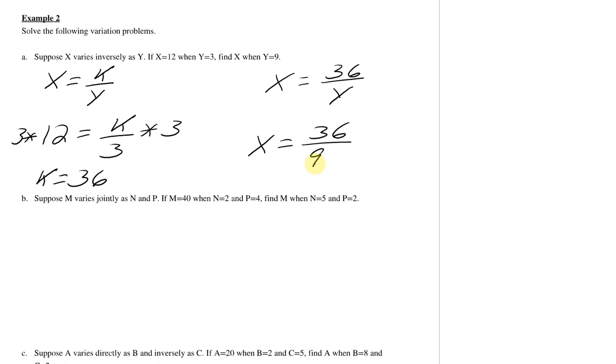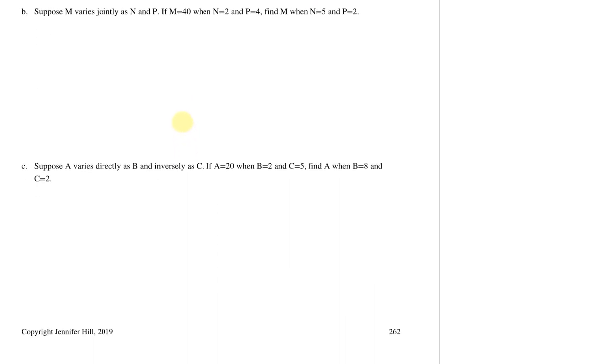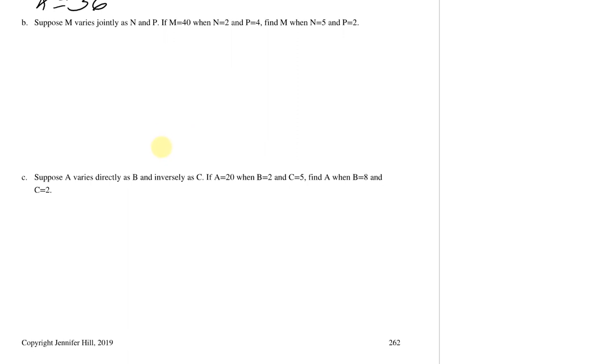Okay, so those are all the steps, and make sure you're pausing the video and taking in each one of those steps as you need. Part of the strength of these videos is you can pause whenever you need. So what I want you to do now is try example B on your own, and then when you think you've got it, hit play when you're ready to see the solution.